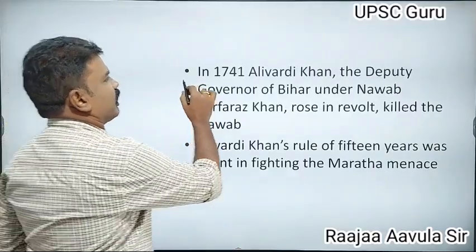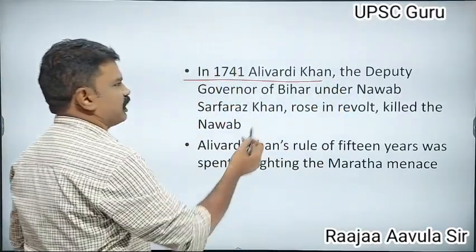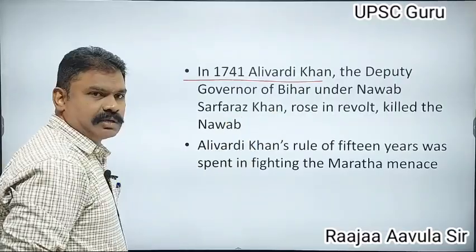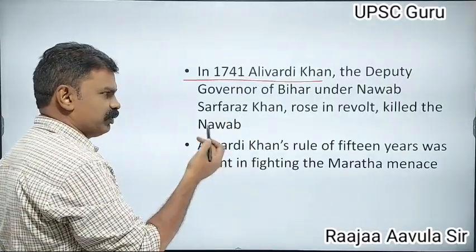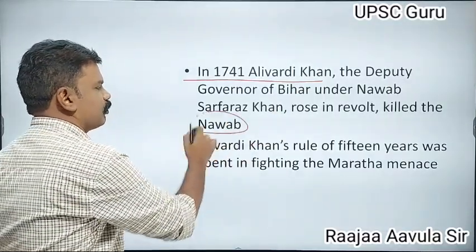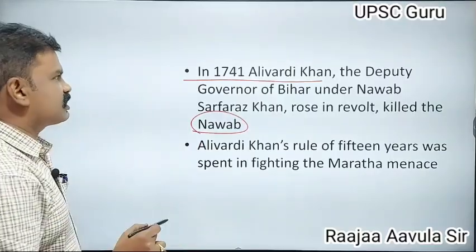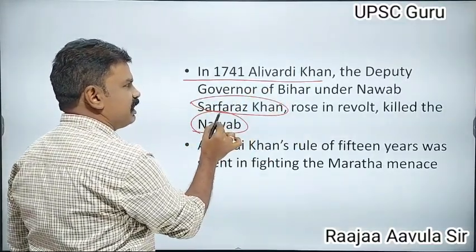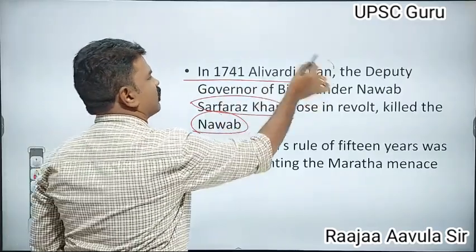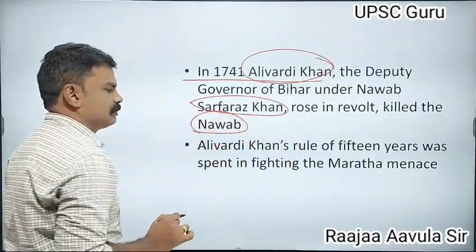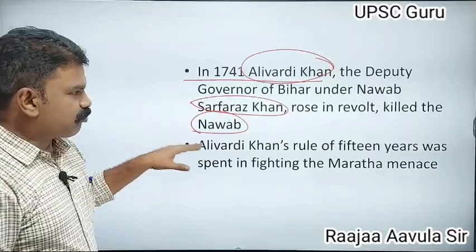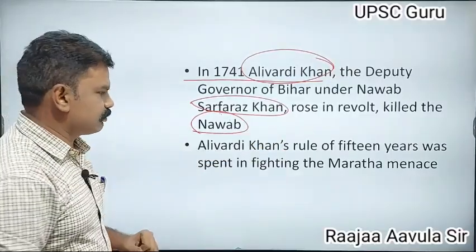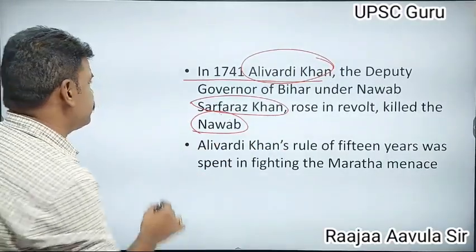In 1741, Alivardi Khan, the deputy governor of Bihar, raised a revolt against Nawab Sarfaraz Khan and killed the Nawab. This is the meaning of this sentence: Sarfaraz Khan was killed by Alivardi Khan. Alivardi Khan's rule was 15 years.